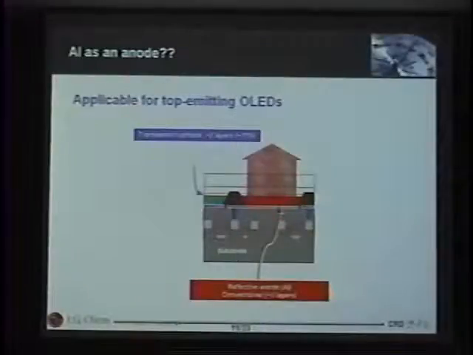So how can you make the reflective anode? The ITO is very transmissive. So maybe you have to do multi-layer processing to make it reflective.